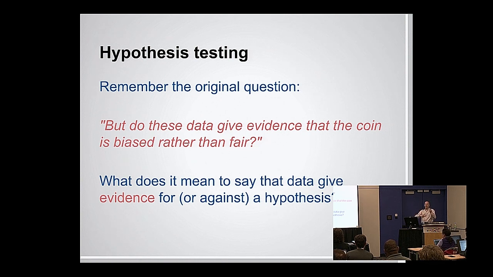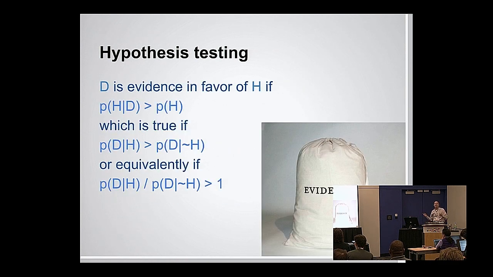But I've done a little bit of a bait and switch here. I started with this question: do these data give evidence that the coin is biased rather than fair? And what I did was I estimated the probability, but I have not done this, which is more like a hypothesis test. If you know classical statistics, this is a hypothesis test. So I'll give you the Bayesian version of hypothesis testing. And it's based on this idea of evidence.